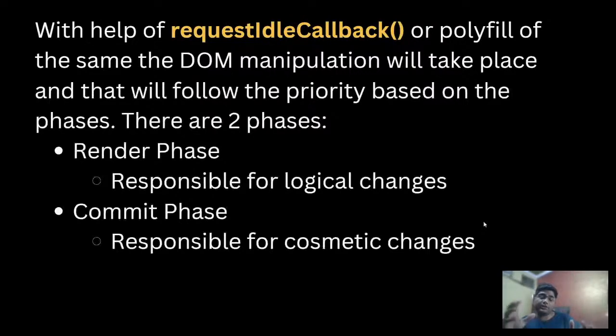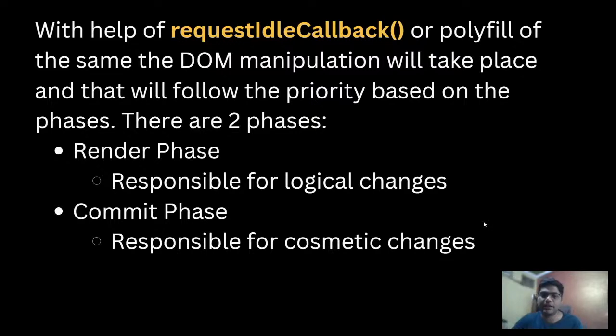there will actually be two phases responsible for this DOM manipulation. One is the render phase and one is the commit phase. The render phase always has the higher priority. That's point number one which we have to grasp from this discussion, from this slide specifically. So the render phase has the higher priority. The render phase is responsible for the logical manipulation, and the commit phase is responsible for the cosmetic changes.